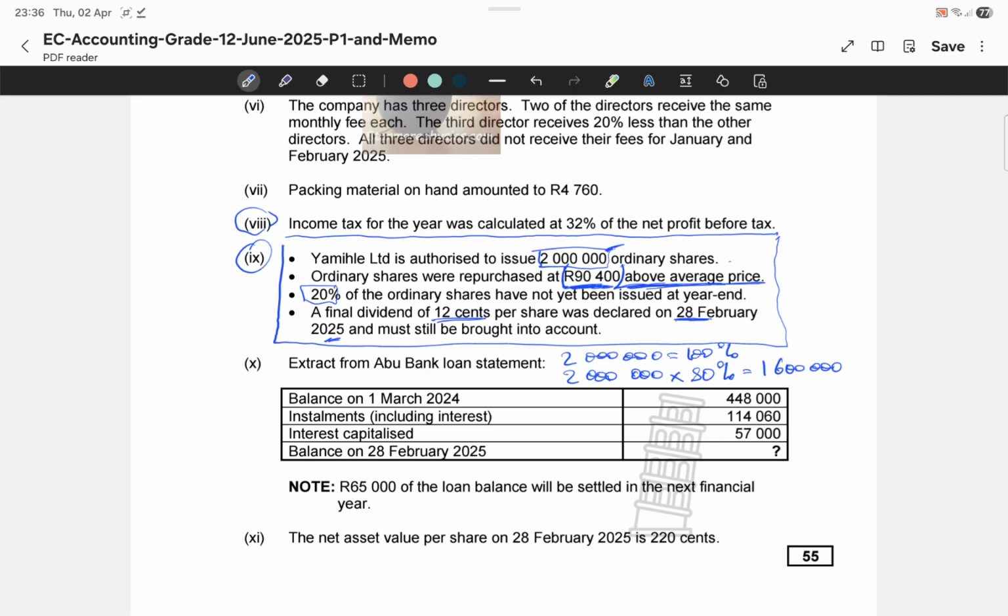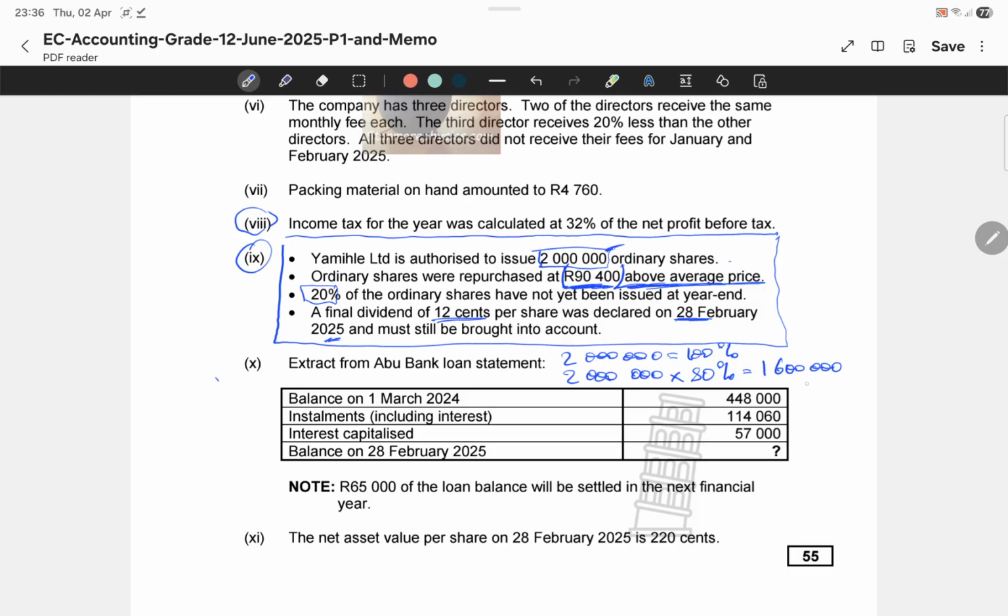Now this information, Roman figure 9, has got all the information we are going to need. Okay, first of all, look at the first point. It says Yamihle Ltd is authorized to issue 20 million ordinary shares. Okay, that one we dealt with, we calculated it. Now the 20% of the ordinary shares, this is the one that has not been issued at the end of the year. Okay, it means only 80% was issued.